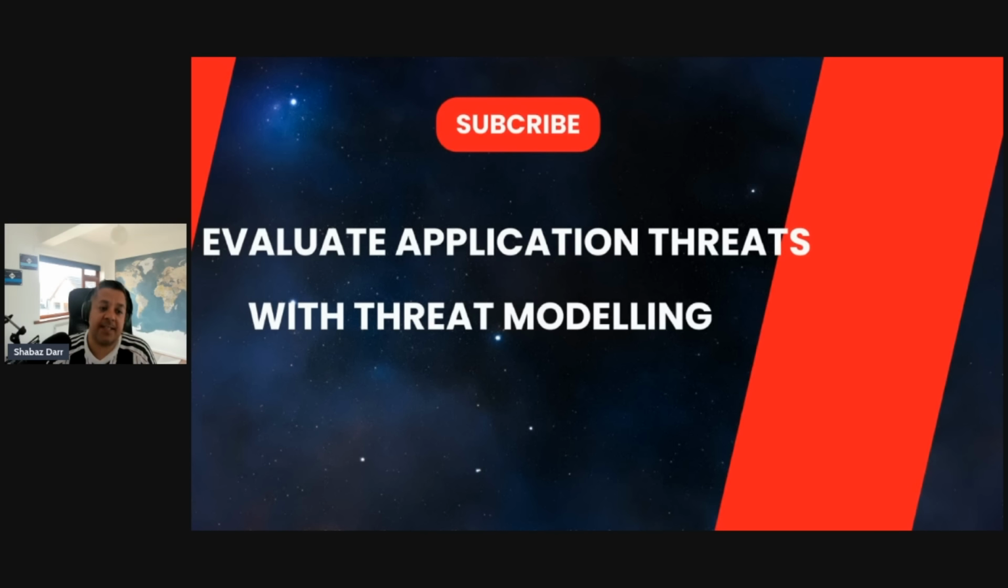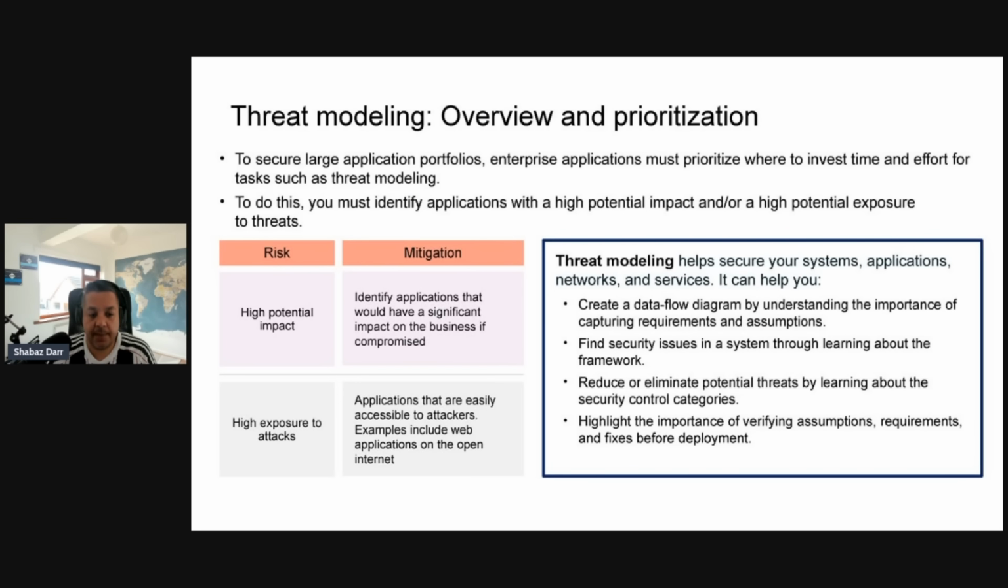Let's talk about evaluating threats now with threat modeling. You can identify applications with high potential impact and or high potential exposure to threats. Looking at high potential impact, identify applications that would have a significant impact on the business if compromised. For example, it could be a third-party application that you've downloaded but might have built-in malware. You've also got business critical data to think about, regulated data you need to make sure is protected, and business critical availability as well.